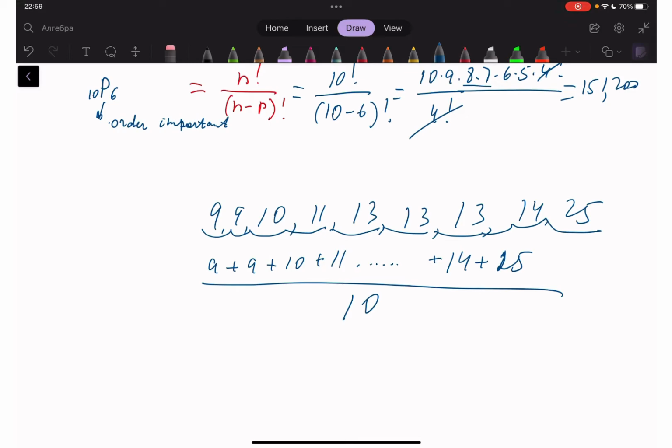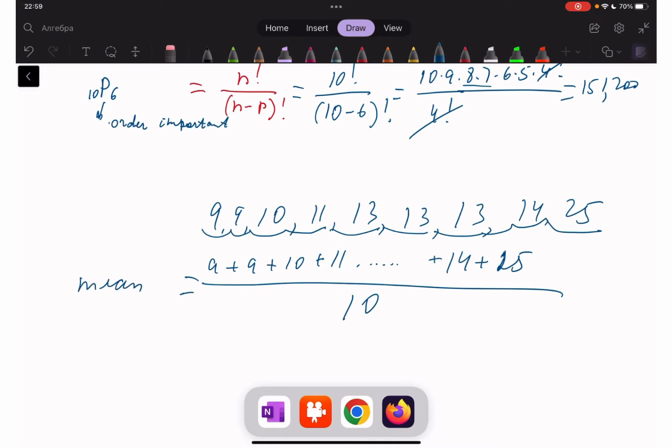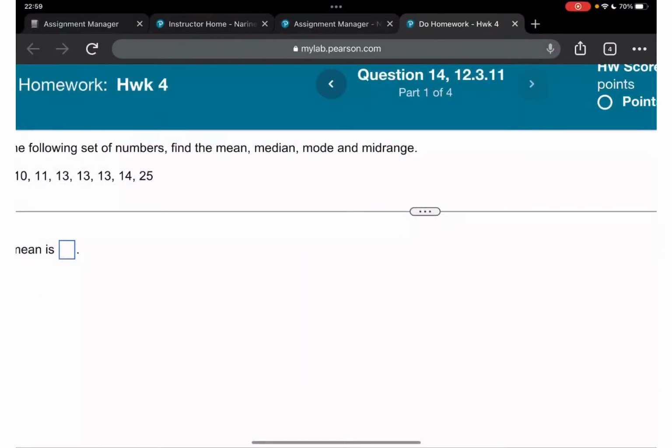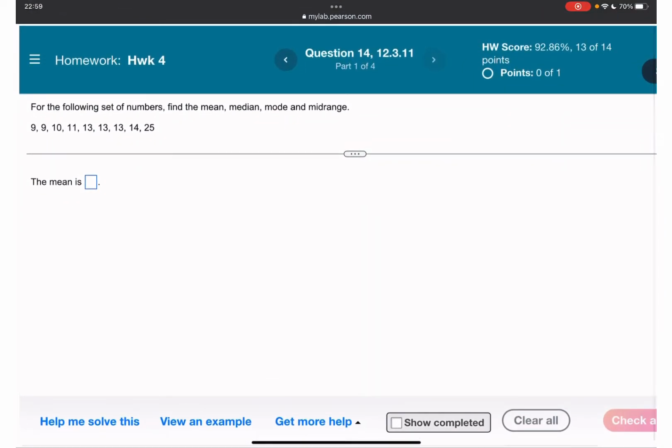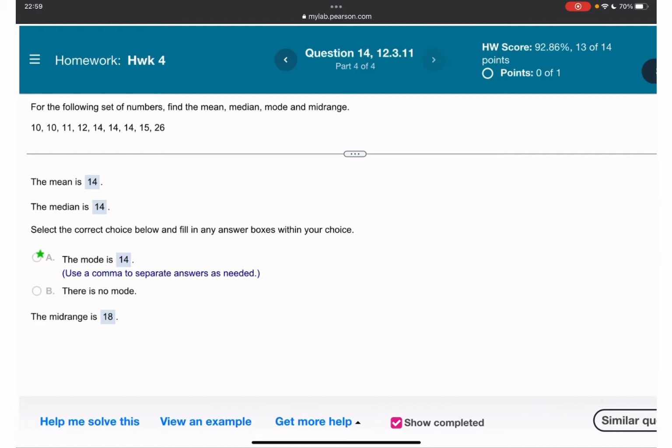9 plus 9 plus 10 plus, okay, messed up. I already told you this is the mean: you add all these values and divide by the amount of elements. So in total we have 10, divide by 10. Let me open this solution so you will see. Mean is 14.